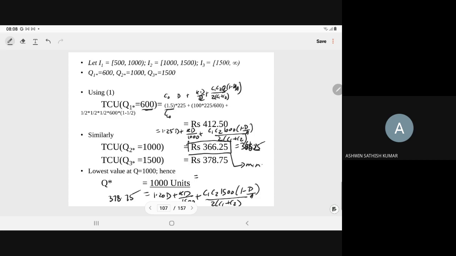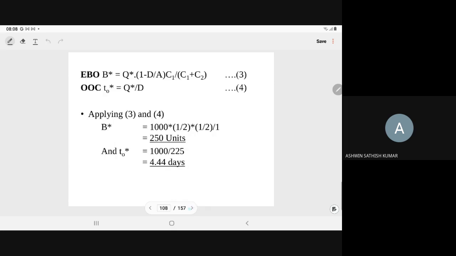From here we can see that this is your minimum. As this is the minimum, we can say that this 1000 is Q star. So from here we are getting Q star as 1000 units. And after having the knowledge of Q star, we know that B star is equal to Q star into (1 minus D upon A) into C1 upon (C1 plus C2).